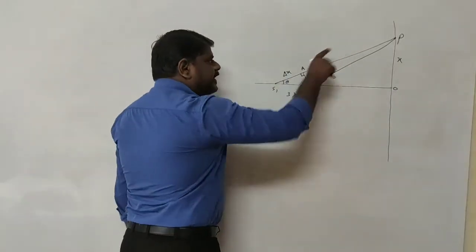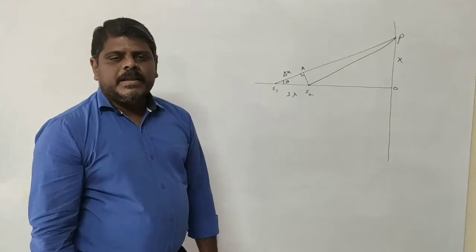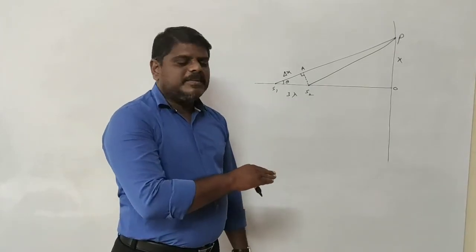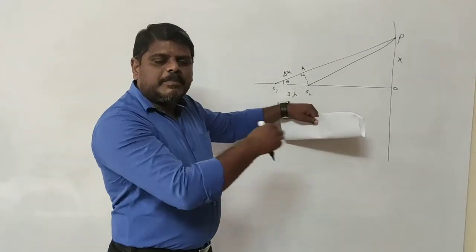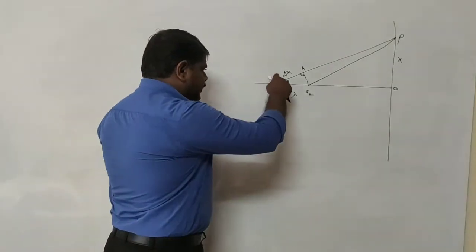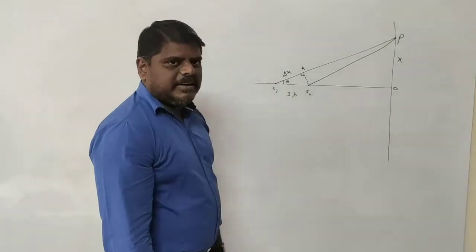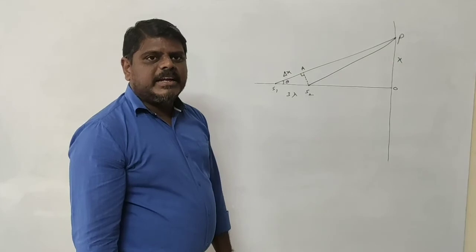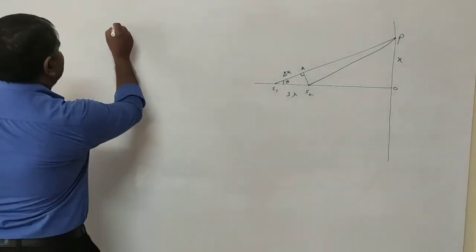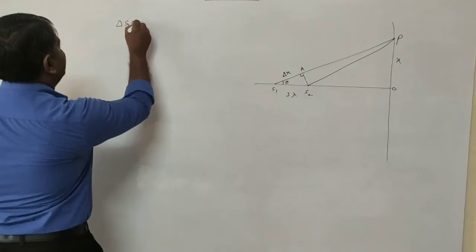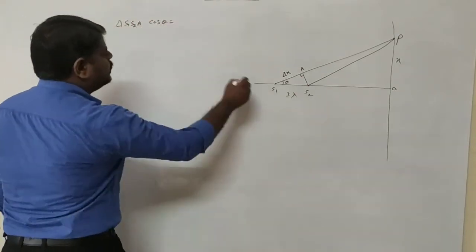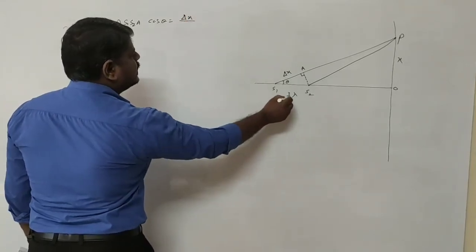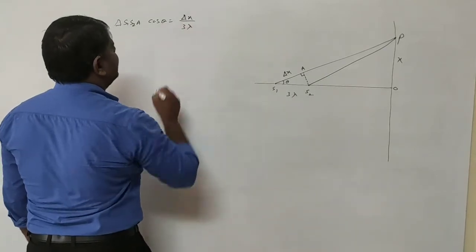This path difference will decide whether you are going to have the bright band or the dark band. Now, in this diagram we should not take sine theta, because the diagram is different, because the slits are perpendicular to the screen. The plane of the slits is perpendicular to the screen. So you have to find out delta x, and with 3 lambda, what do you have to take? Cos theta. Cos theta is equal to adjacent by hypotenuse. That means from the triangle S1 S2 A, cos theta is equal to delta x by 3 lambda.